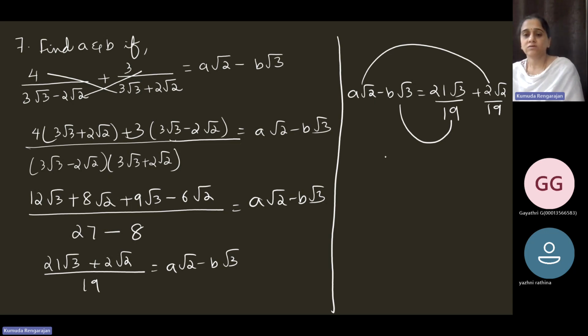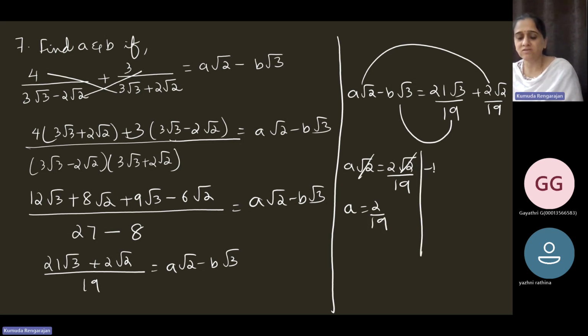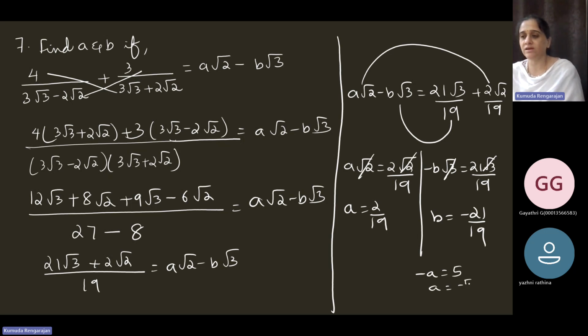Okay. So on comparing both the sides, we have A√2 is equal to 2√2 by 19. So root 2 gets cancelled. So A is equal to 2 by 19. Comparing minus B√3 with 21√3 by 19, root 3 gets cancelled on both the sides. Minus B is 21 by 19. So B is equal to minus 21 by 19. Like if you get minus A is equal to 5, A is equal to minus 5, right? Yeah.